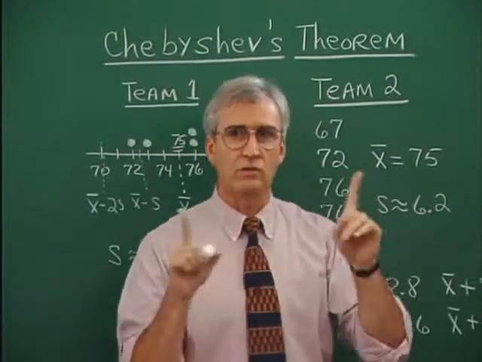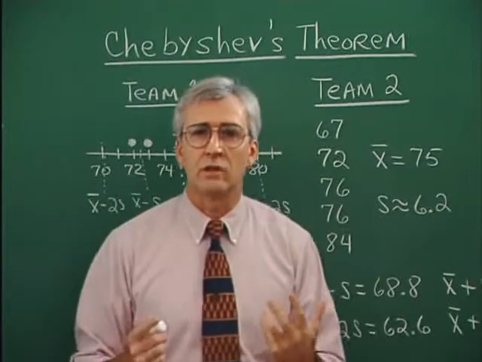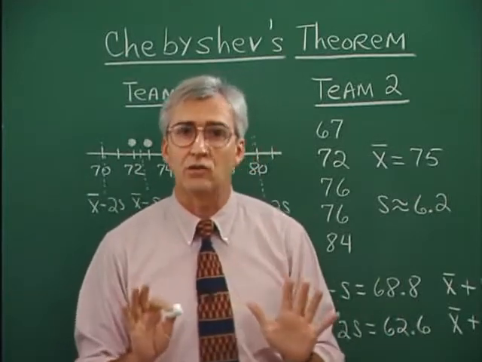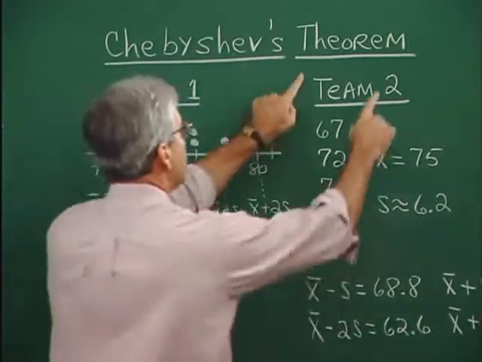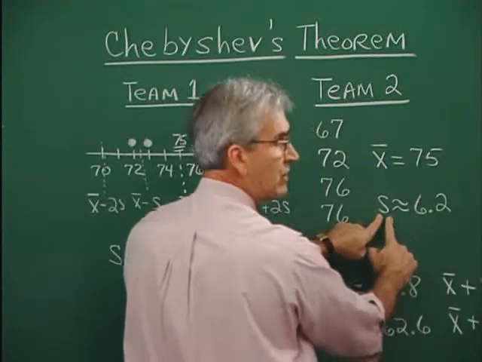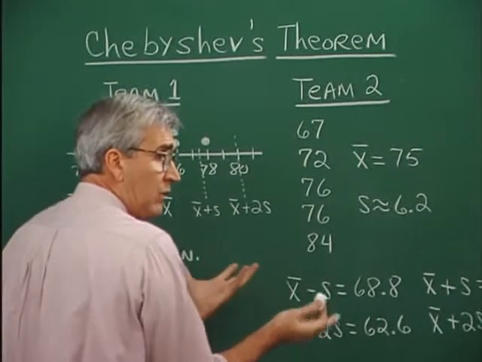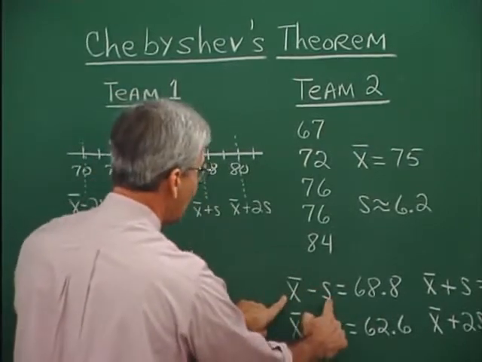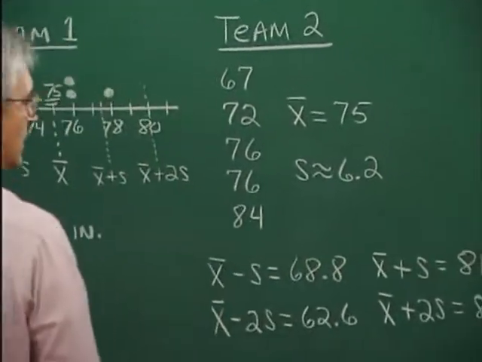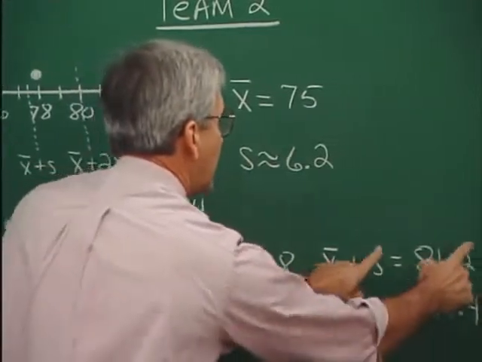All right, now the calculation for this can be made either algebraically or geometrically. This is a geometric approach. We're looking at a picture, you see. So that's one way to do the analysis. Another way is strictly algebraic. We could say, okay, for team 2 we had these data values. X bar was 75, S, the standard deviation, 6.2. And if we want to make our calculations, then x bar minus S, you see 75 minus 6.2, 68.8. And x bar plus S, 81.2.